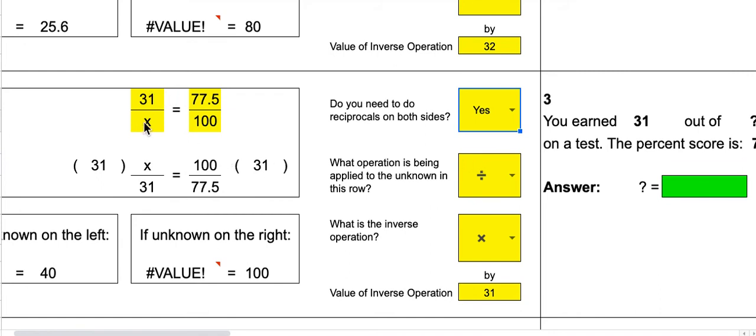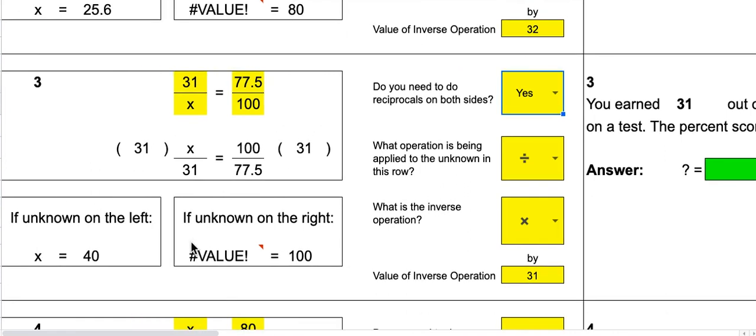Notice 31 over x becomes x over 31. 77.5 over 100 becomes 100 over 77.5. If you flip one side, you have to flip the other. Now this one here, I think we've already got this one plugged in with the correct number. So x is being divided by 31. Well, what's the opposite of dividing by 31? Multiplying by 31. I can't do it on one side, you have to do it on both sides. So that's what I do. I multiply both sides by 31.